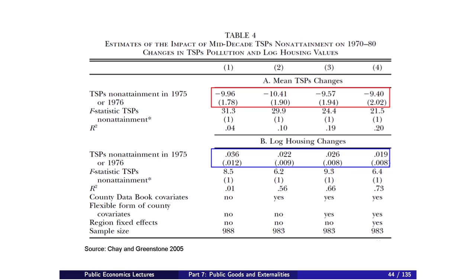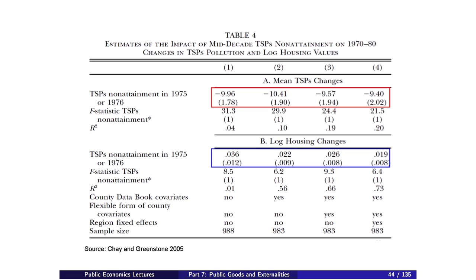So what are we seeing here? Like in this specification on the left, you see about a 3.6% increase in house prices in the non-attainment areas relative to the attainment areas, suggesting that people are willing to pay more to live in those places. Now, one thing I'll point out is, you see a relatively large and significant effect here, and it looks like as you add controls, the effect still seems to be there.